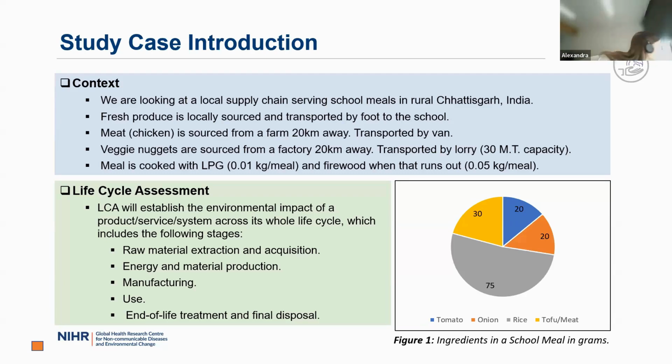Sorry. In the meanwhile, one of the participants has mentioned, Alexandra, that there are no emissions in transport. It is pertaining to the question that you asked before. Yes, correct. How can I see? One second, let me just make it so I can see the chat. Yeah, thank you.